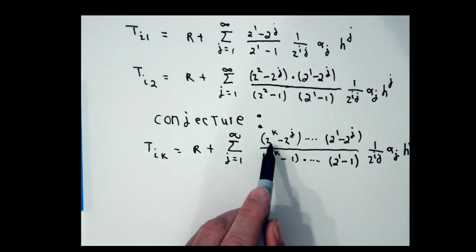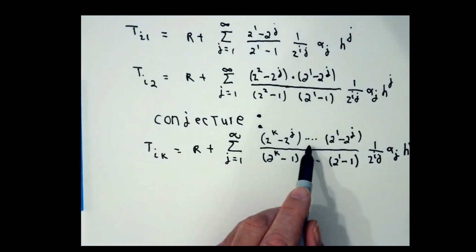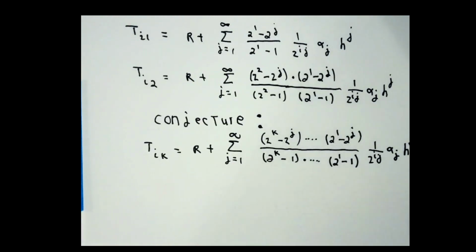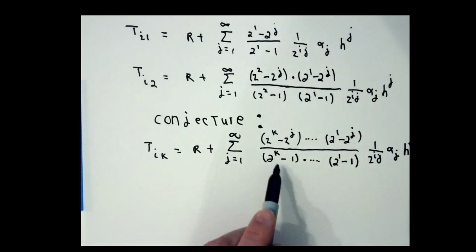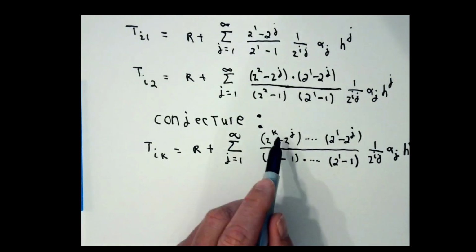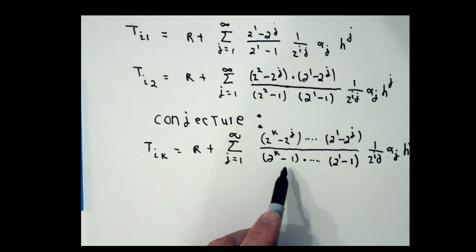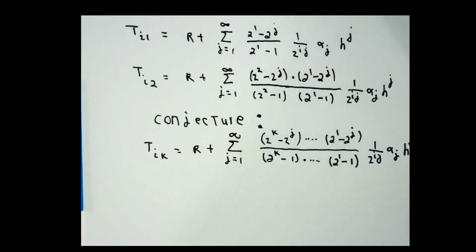So I would have 2 to the k minus 2 to the j, 2 to the k minus 1 minus 2 to the j, and just keep doing that until I get down to 2 to the 1 minus 2 to the j. These are the constant factors that correspond to the ones upstairs. Constants with respect to j, that is. I am guessing that this is right.